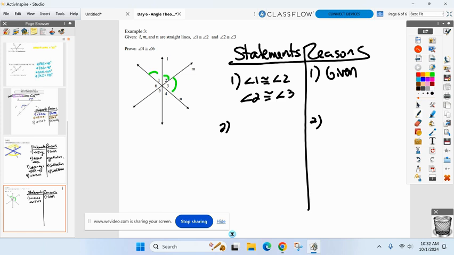Zach? 1 is congruent to 2, 2 is congruent to 3. Angle 1 is congruent to angle 3. Okay, thank you. What did you use to say that? Substitution. Thank you.